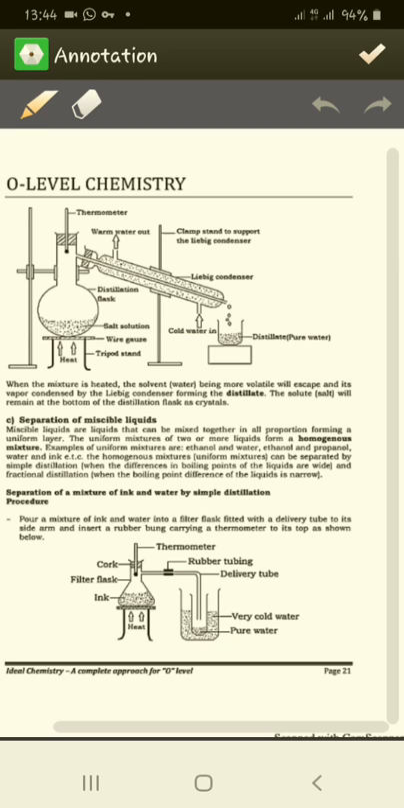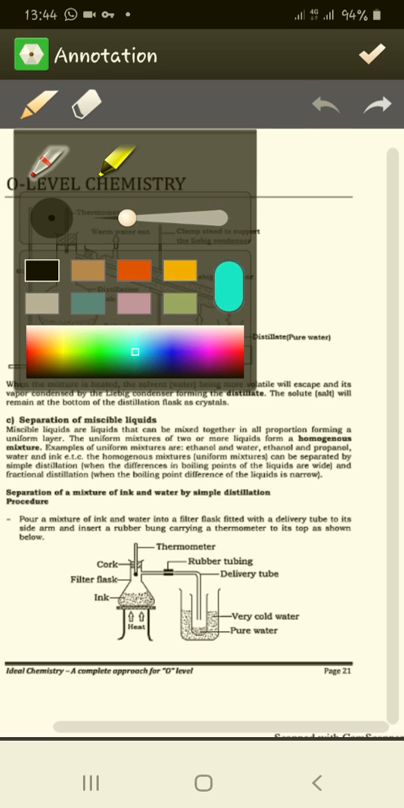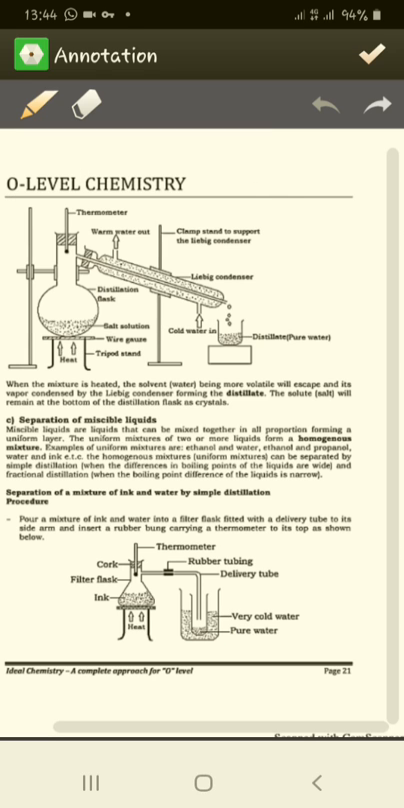Last week, we looked at how we can separate solids which are soluble in water, and we said we can also use simple distillation when we want to retain both the solute and the solvent. So today, let us look at how we can separate miscible liquids. What are miscible liquids? Separation of miscible liquids, that's what we are going to look at.